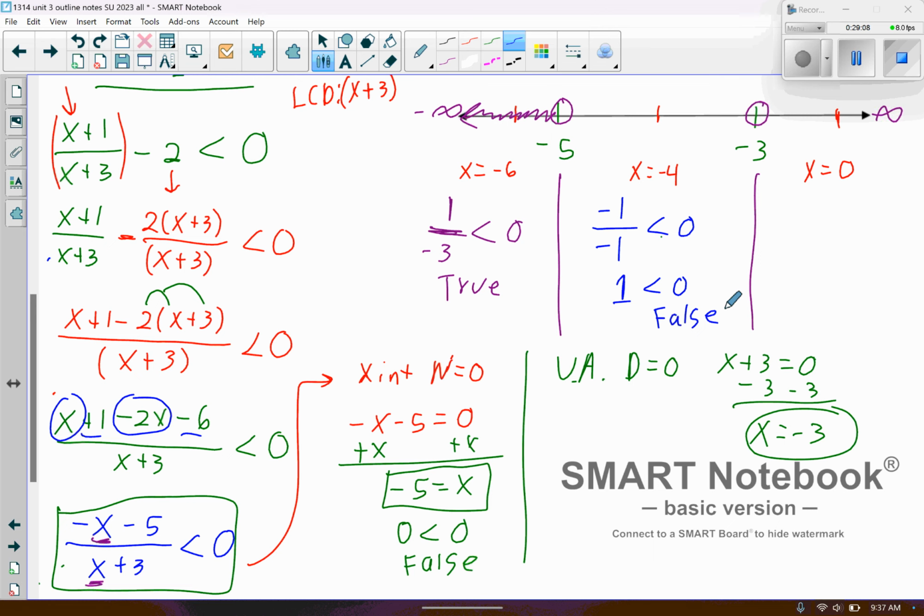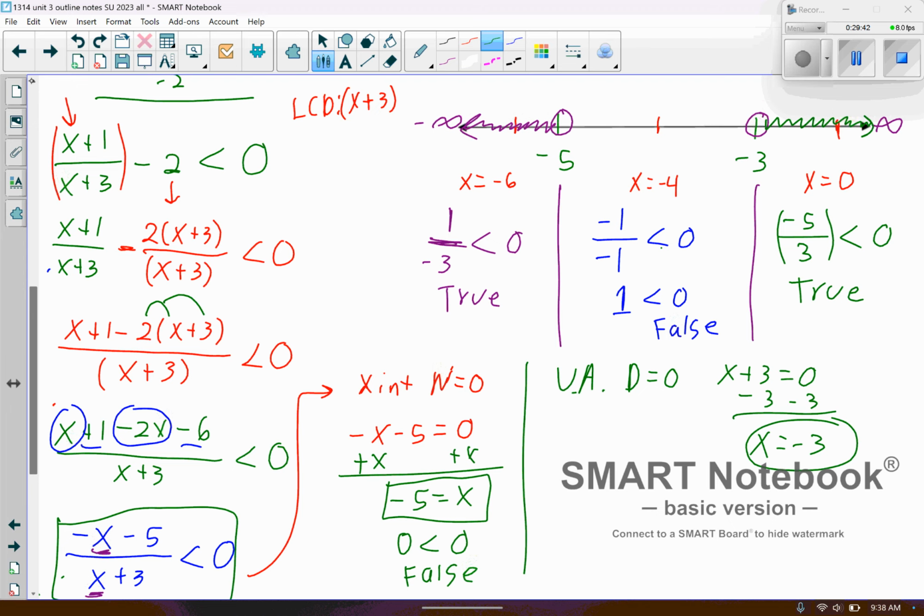And then my last one that I want to test is 0. So -0 is just 0. 0 take away 5 would be -5 in the numerator. Then 0 plus 3 is 3. Is that less than 0? Well, it's a negative ratio, which is a negative number. Negative numbers are less than 0, so that's going to come back as true. So I want to go ahead and shade that part of it.